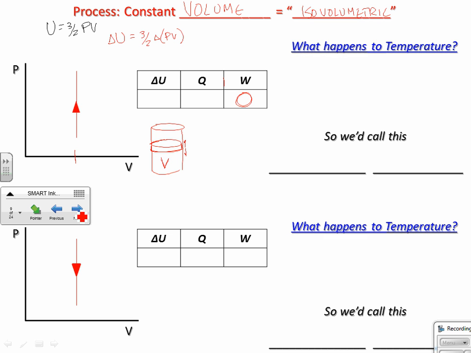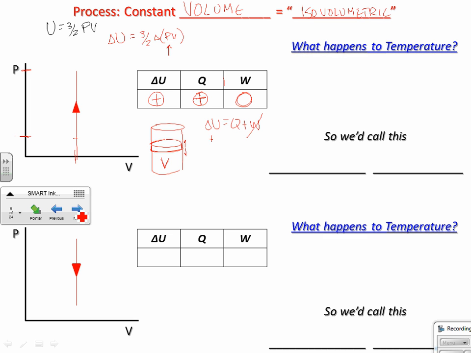So what happens to the quantity P times V? Well, the product P times V starts at this pressure and that volume. And then later it ends up at this pressure and that volume. So the quantity PV increases. Therefore, delta U is positive. And if delta U is Q plus W and W is 0 and this is positive, well, then that means Q is positive.